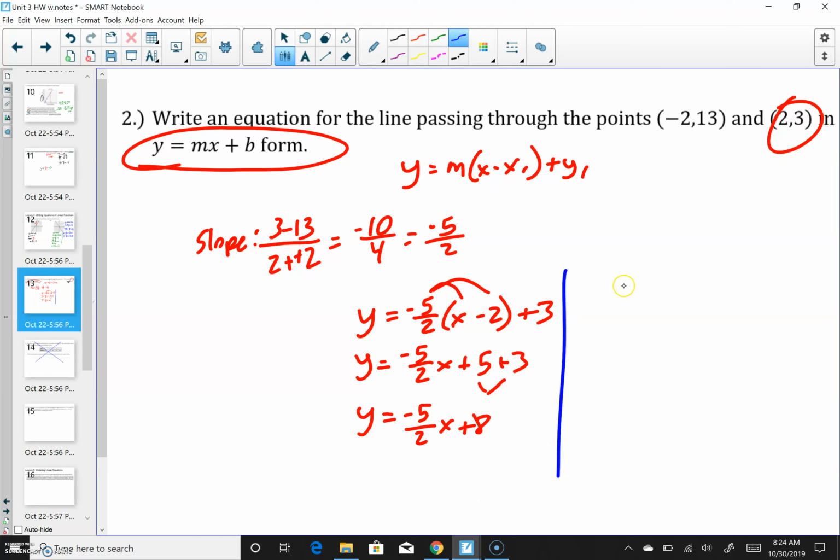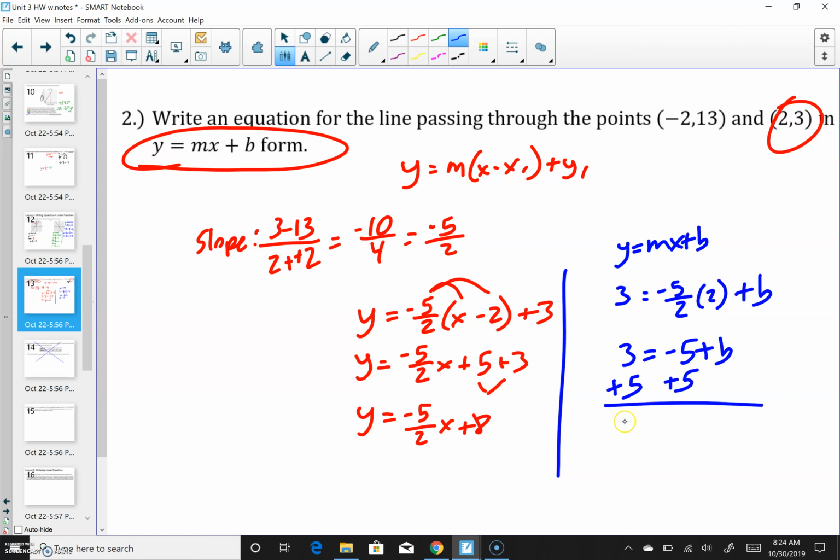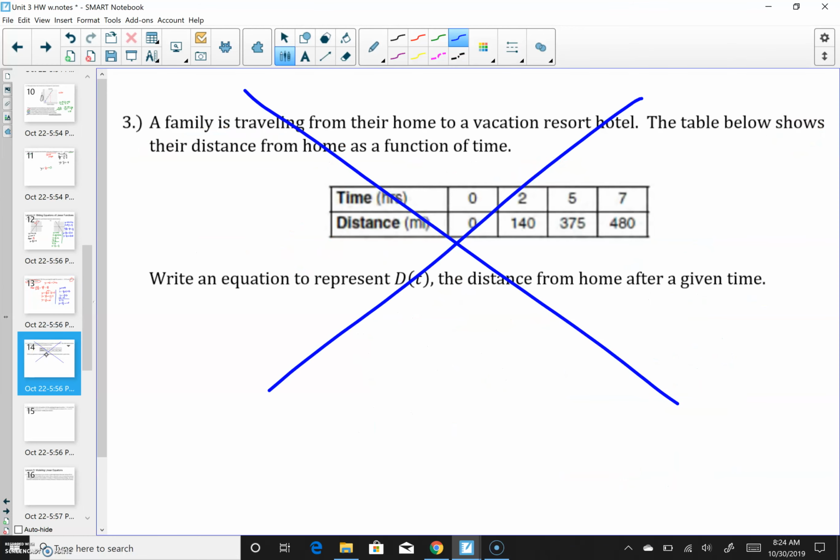After you find your slope, you could pick one of your points and do it through y equals mx plus b and solve for b. So you get 3 equals -5 over 2 times 2 plus b. We end up with 3 equals -5 plus b. We add our 5 to both sides, and we get that b is 8. So then when we rewrite our equation, we end up with -5 over 2x plus 8, and hopefully we got the same thing. The third one, we're going to cross out because it doesn't actually work.